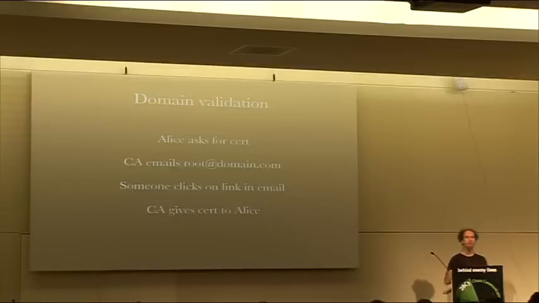And so she goes to a certificate authority and says, hey, I'm mail.google.com. And they say, okay, let us check. And they email root@mail.google.com or maybe the technical contact in the DNS entry. And they see, is Alice able to click a link or find a secret from that email that they sent her? And if she can, they'll issue a certificate for mail.google.com.